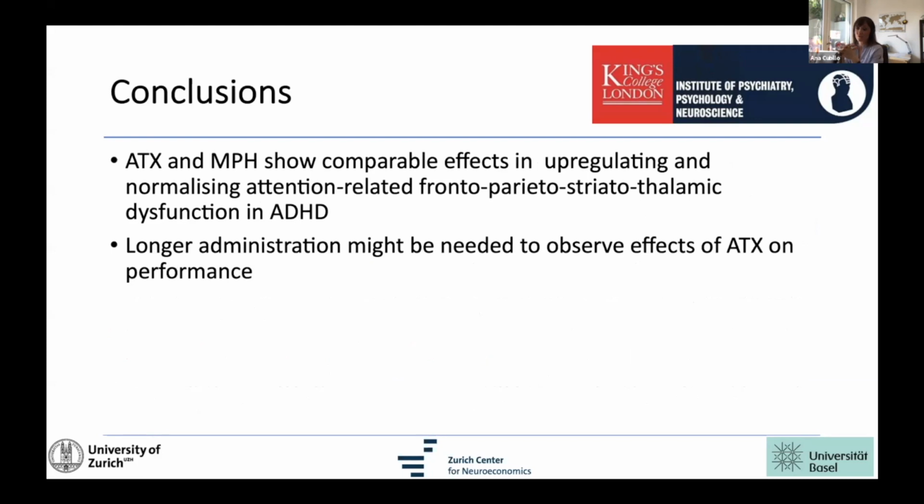However, in the case of atomoxetine, longer administration may be needed for us to see the impact on performance, because we could see that impact on performance only when patients were under methylphenidate. And this parallels what is typically described in the clinics, where patients have to go on to 4 to 6 weeks of treatment to start to see changes in ADHD symptoms. And it has been suggested that you may need to go up to 12 weeks to see full efficacy of atomoxetine administration.